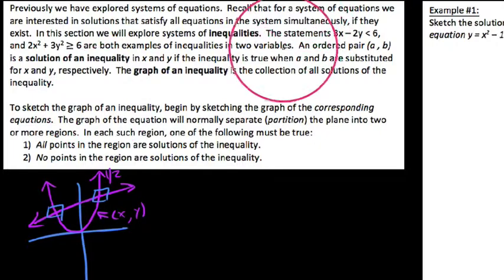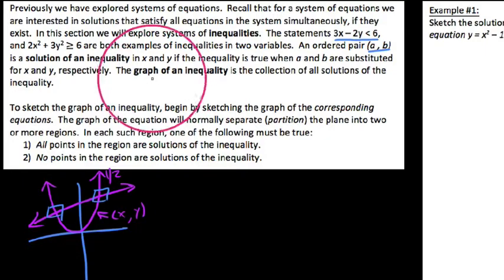So now, when we look at systems of linear inequalities, we're going to be looking at statements like 3x minus 2y is less than 6, not equal to 6, or 2x squared plus 3y squared is greater than or equal to 6, which would be an ellipse. These are both examples of inequalities in two variables, and we represent a solution as an ordered pair. Some ordered pair (a, b) is a solution of the inequality in x and y if the inequality is true when a and b are substituted back in for x and y respectively.